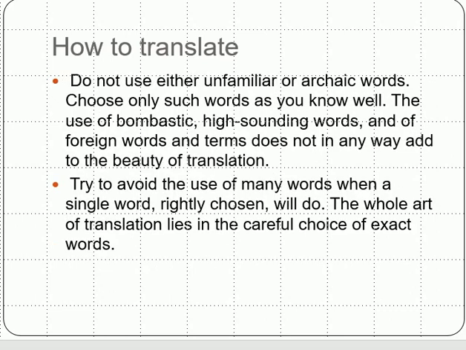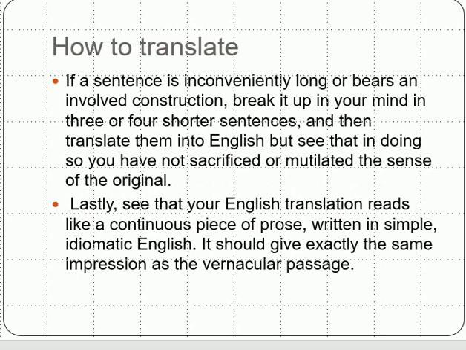Do not use unfamiliar or archaic words. Choose only such words that are known well. Avoid the use of many words when a single word is rightly chosen. Do not write long sentences. Break them up into shorter sentences. See that your English translation reads like a continuous piece of prose.